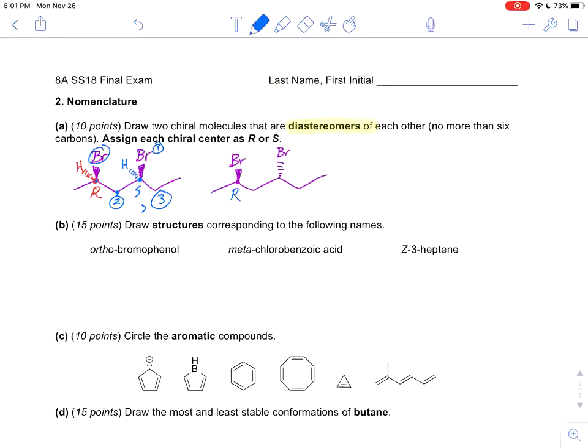All right, we can speed things up a little bit on this next one. That's R, because we assigned it on the previous one, and we switched the wedge to a dash, so this is R again. And this is just one of many examples of diastereomers in two compounds.